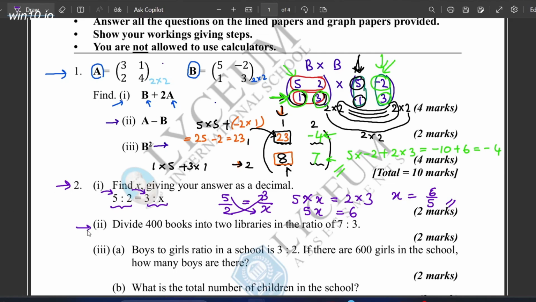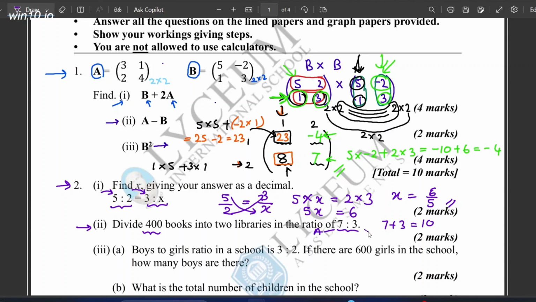So the second one, divide 400 books into two libraries in the ratio of 7 to 3. Okay, so they have given us the amount of books and a given ratio. So we have to divide these books in this given ratio. So to do that, first we add these two. Okay, first we add these two and we get what? 7 plus 3 is 10. Okay, now we know the total, the total ratio.